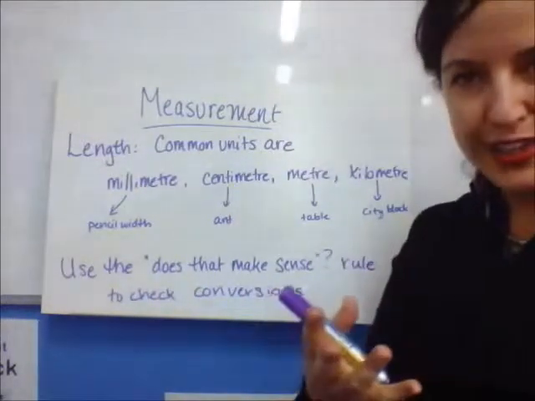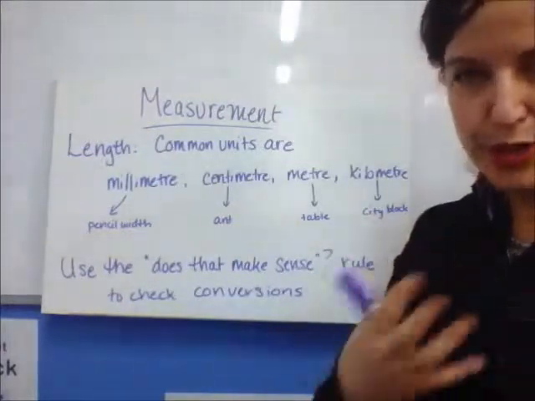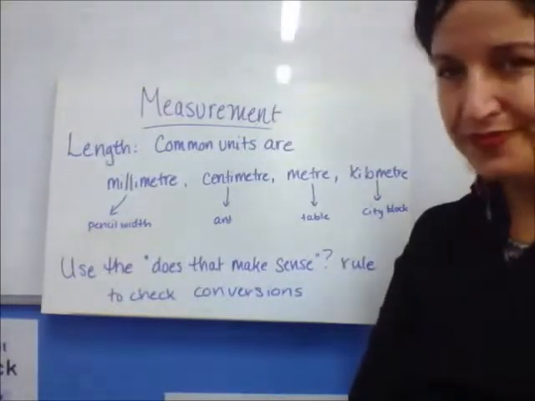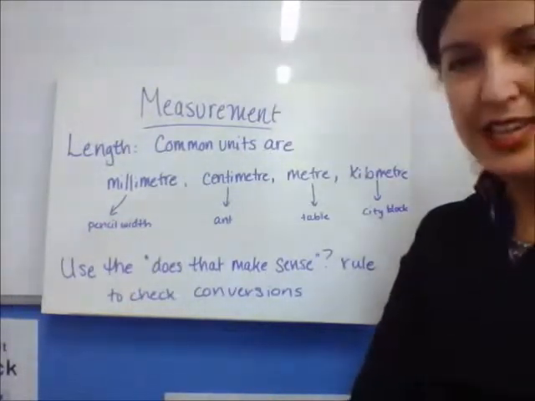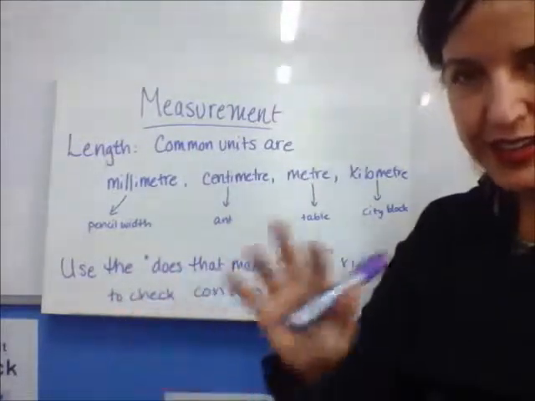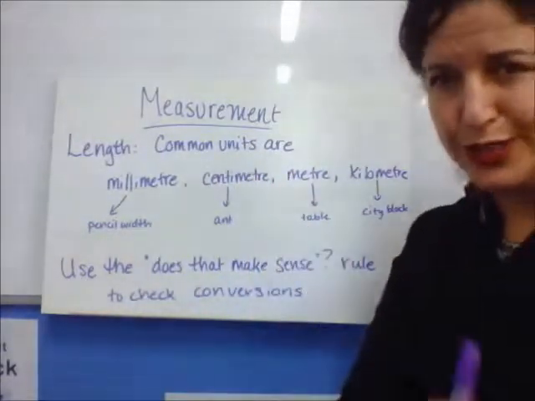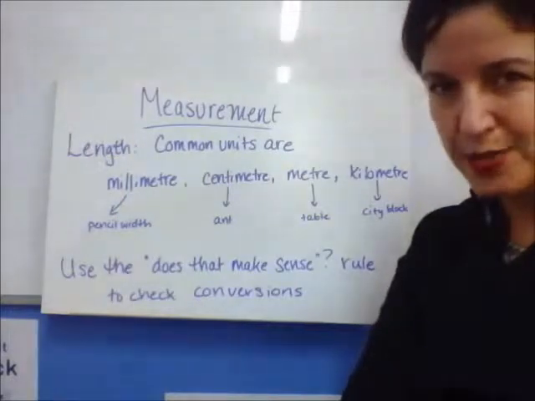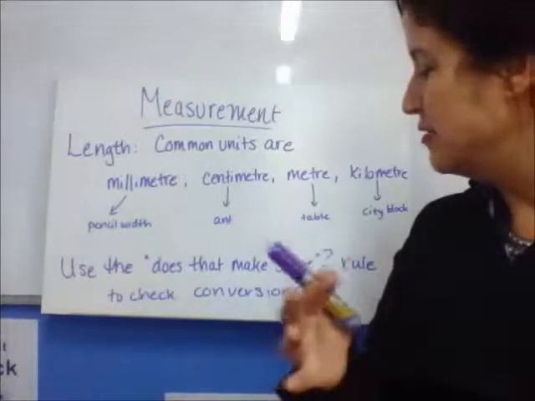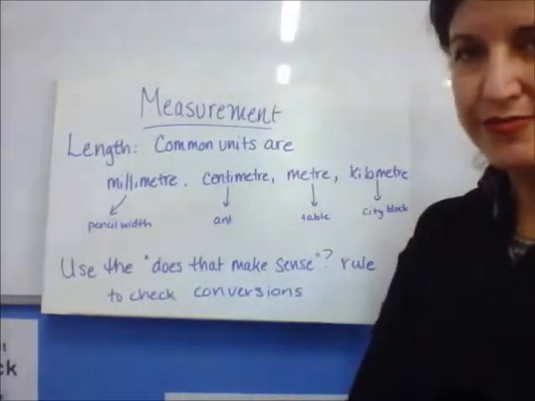So you guys are aware that it's easy to convert between the different metric units. You're just multiplying or dividing by units of 10. We have already gone through that. If you're converting between units of measurement, it's really wise to use the does-that-make-sense rule, where you look at it and you say, does that make sense that a person would actually be half a kilometer tall? Okay, I've made a mistake. So just use that sense rule to check your conversions and make sure it actually makes sense.